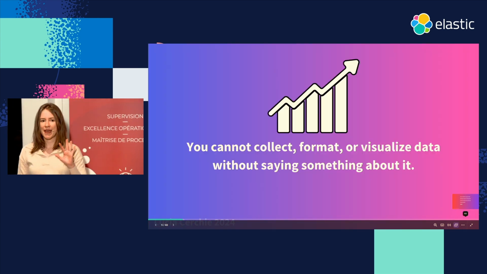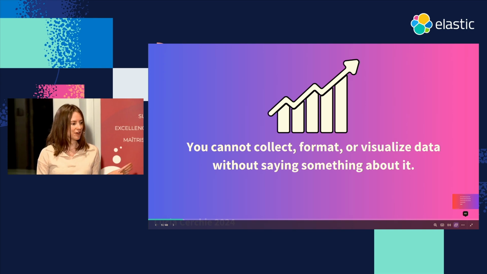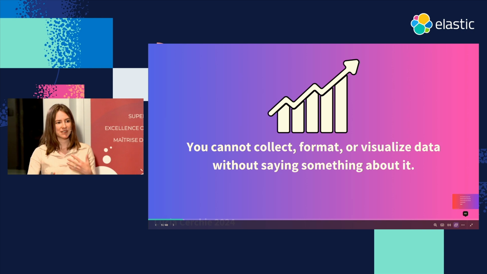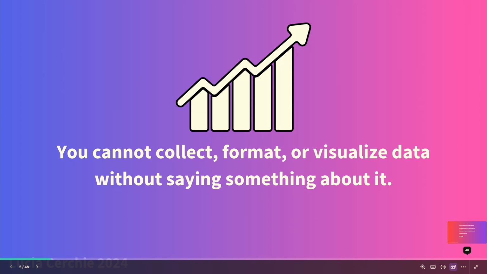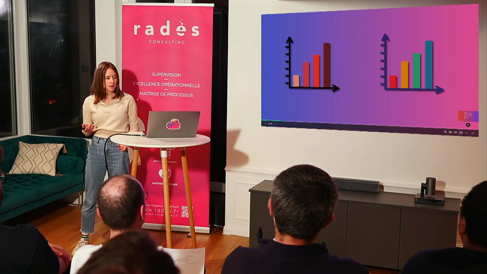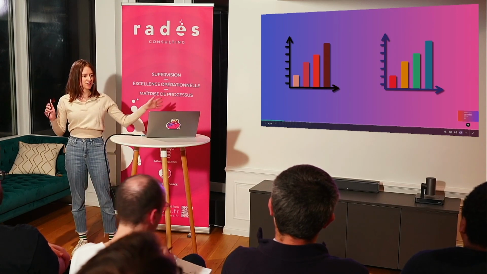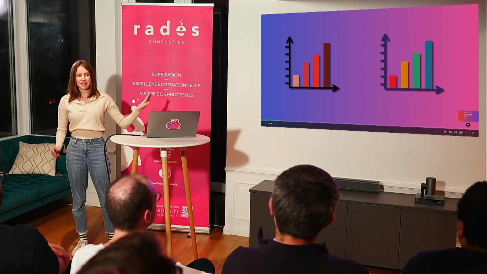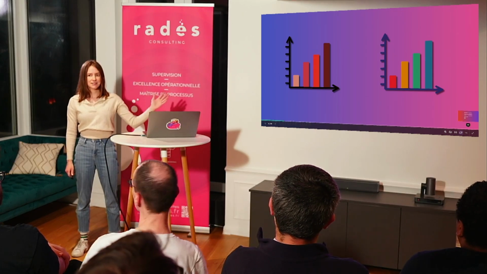You cannot collect, format, or visualize data without saying something about it. I hold this belief very strongly because even at the collection stage, we're filtering the data by choosing what data to collect. Then when we format it, the format determines the end product, and in the visualization, we're saying something even more. If you take a look at these two bar charts, it doesn't really matter what the data here is referring to, but you can see on the left, I selected a gradient of reds, and on the right, there are different colors. And even with that color selection, I've said a couple of different things.